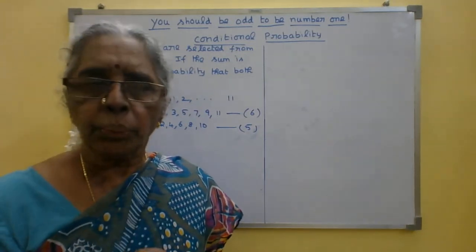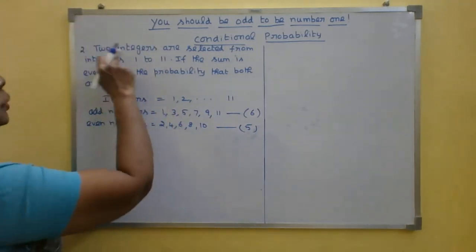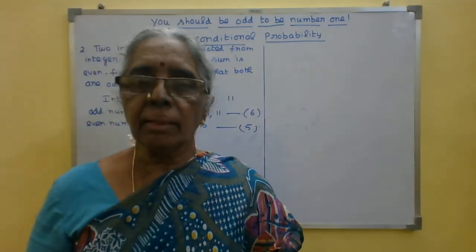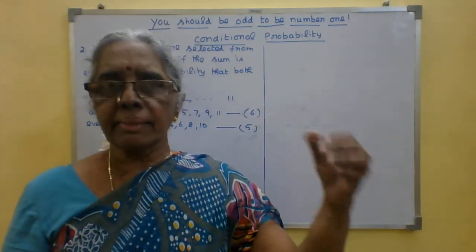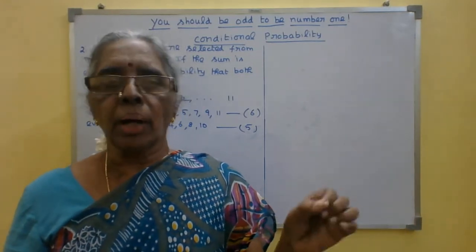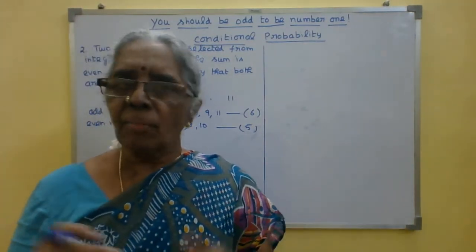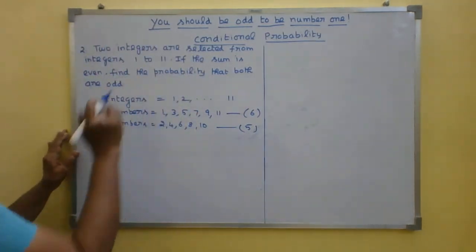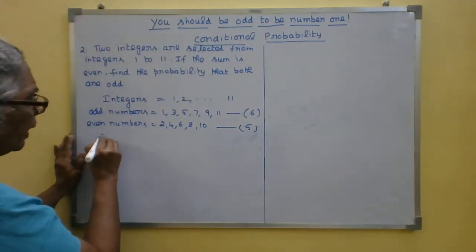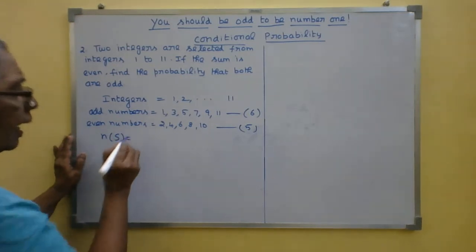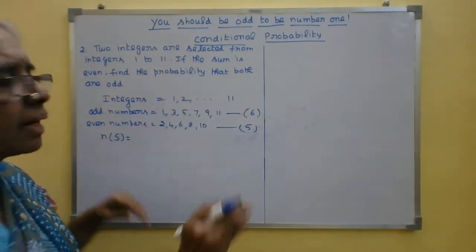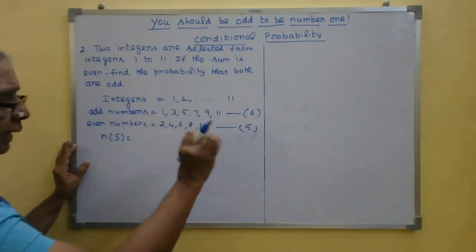Now what do? You are selecting two integers. Generally, whenever more than one is selected at random, you have to use combination which you have studied in your 11th standard. So now my n of S will be, I am going to select 2 integers out of 11 integers. That is going to become my n of S.